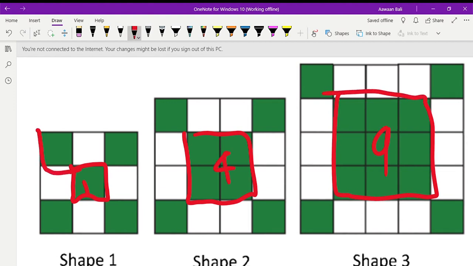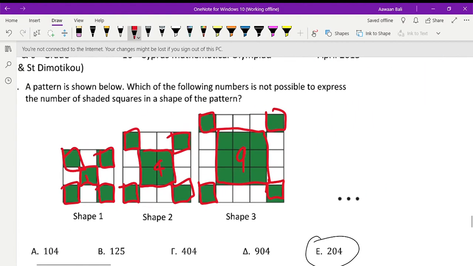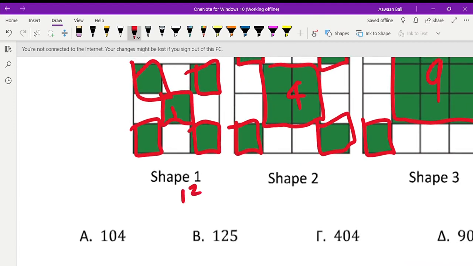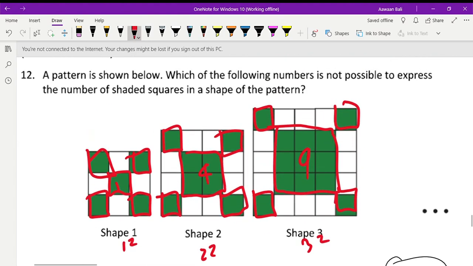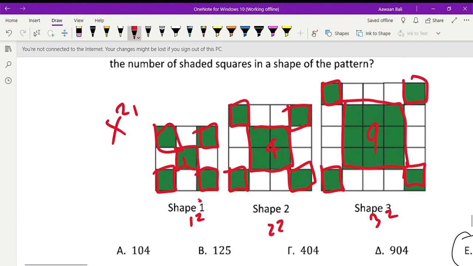And there's always an extra 4 squares for every shape. Always an extra 4 squares. It's in shape 1, it's in shape 2, it's in shape 3 also. And this actually goes according to, if shape 1 is 1 squared, shape 2 is 2 squared, shape 3 is 3 squared, so that means you could say the formula is, where x is the position, x squared plus 4. The position squared plus 4.